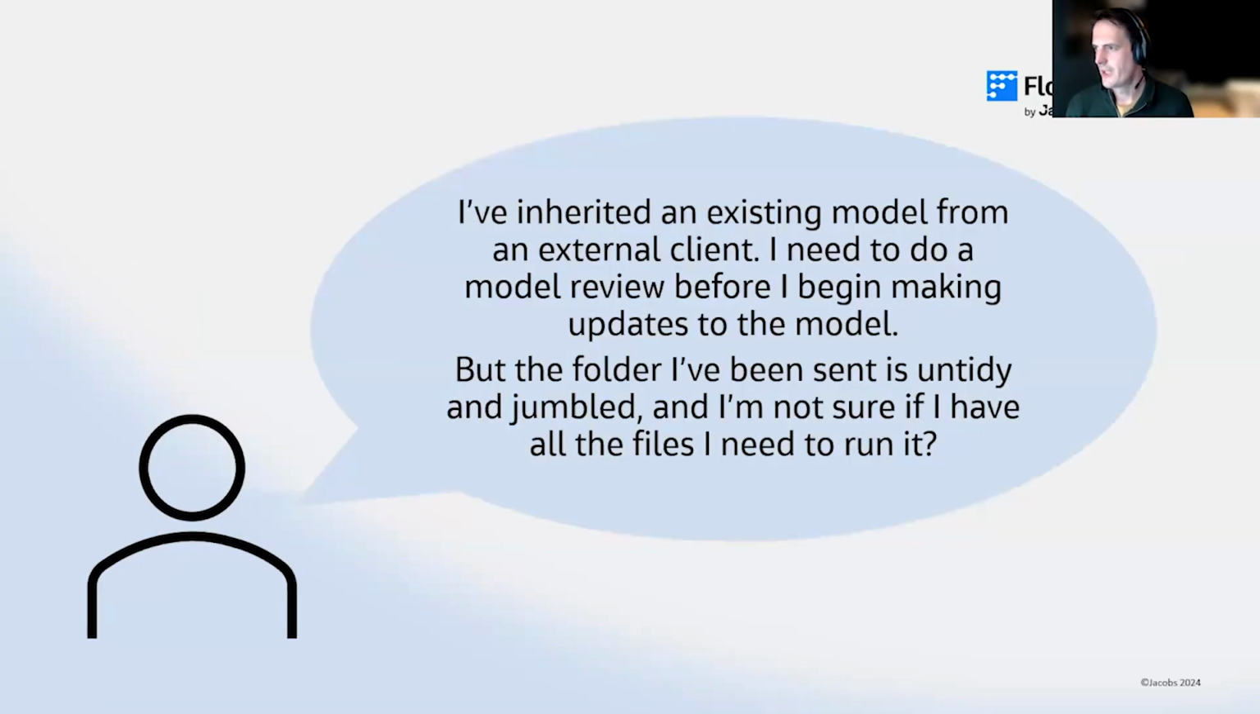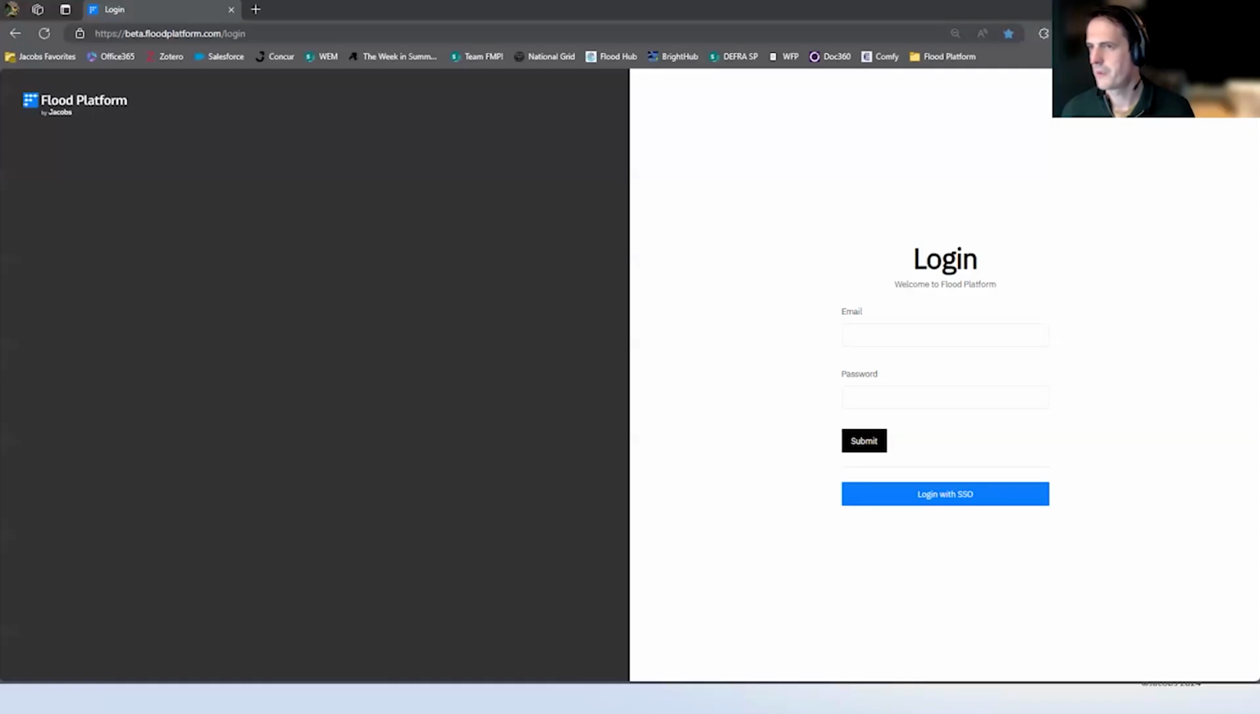So first question, I've inherited a model from an existing external client, and I want to review it before I start doing my updates. And not unreasonably, you've looked at the folder and it's a bit untidy. So you've got this zip folder that's not following a good standard. Have I got all the right data there? What's in there? How can I be confident I've got what I need? So at this point, I'm going to jump into Flood Platform.